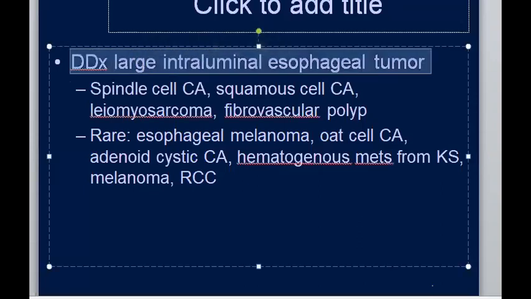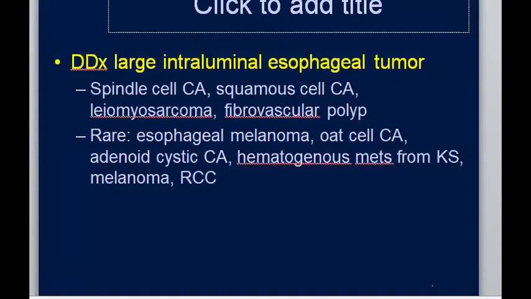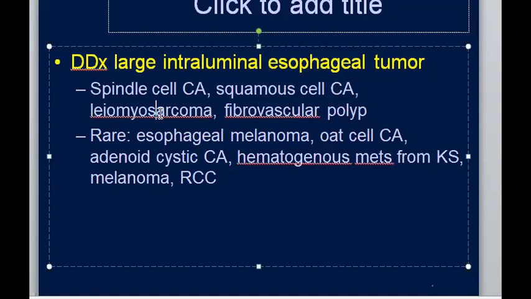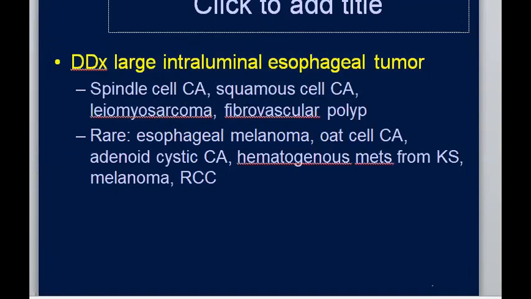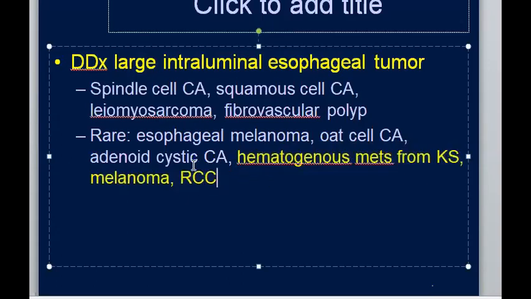This is a very important differential for a large intramural esophageal tumor: fibrovascular polyp, which is rare, but we mentioned it also; spindle cell carcinoma, squamous cell carcinoma; and also some hematogenous metastases from Kaposi sarcoma, melanoma and renal cell. When you find odd metastasis, search for renal cell or melanoma. It's a hypervascular metastasis, okay?